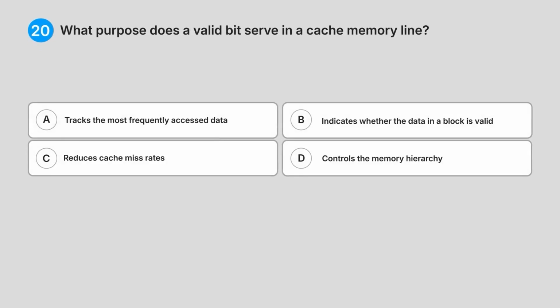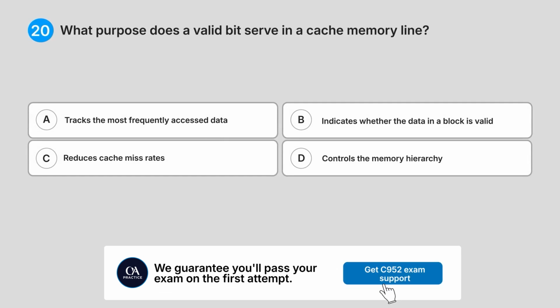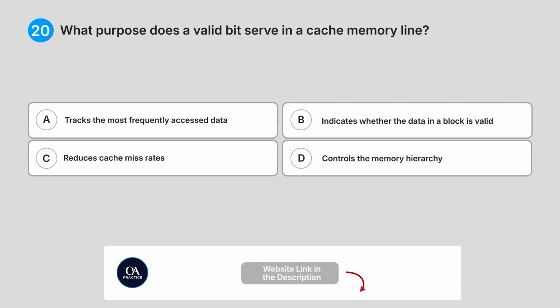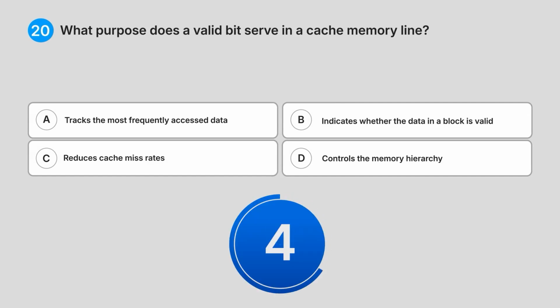20. What purpose does a valid bit serve in a cache memory line? A. Tracks the most frequently accessed data. B. Indicates whether the data in a block is valid. C. Reduces cache miss rates. D. Controls the memory hierarchy. What do you think is the answer?